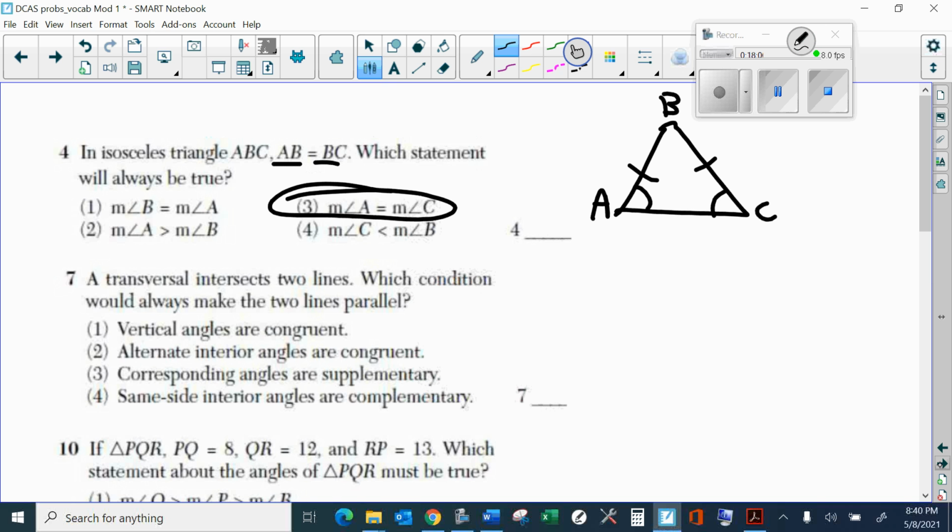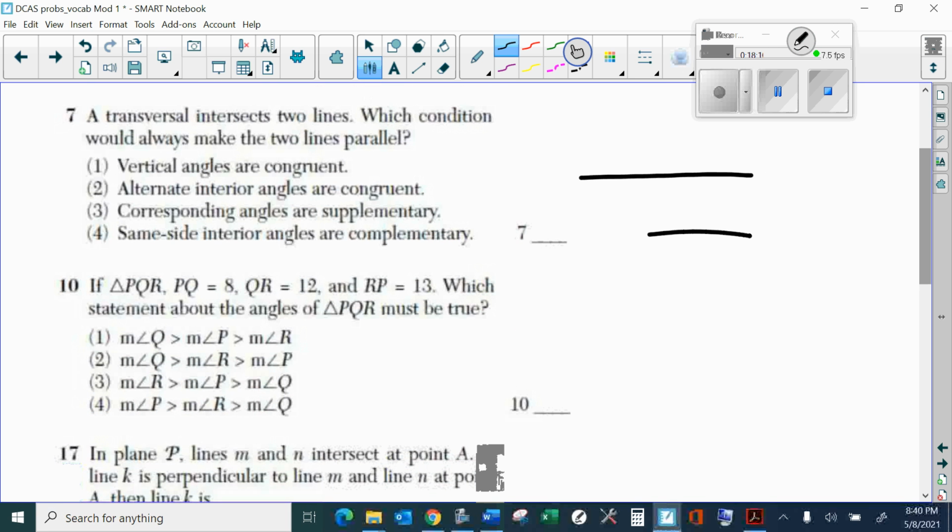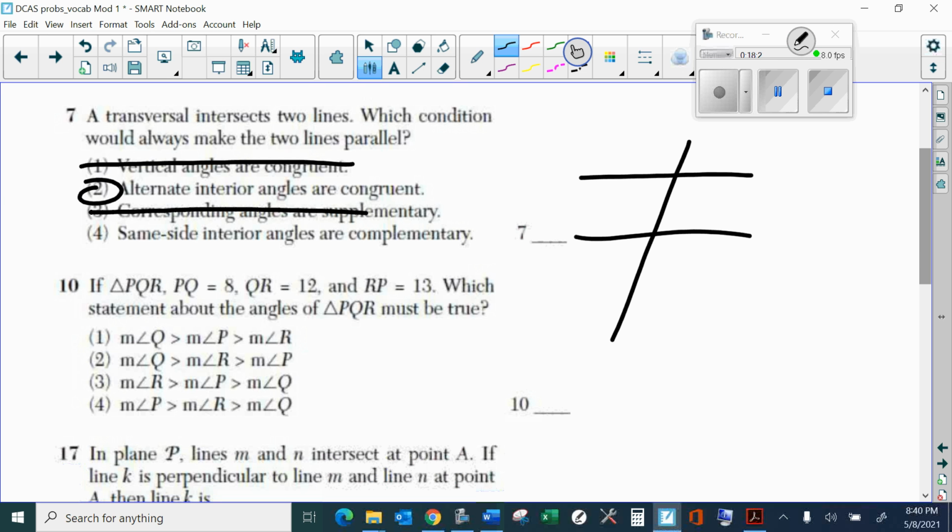A transversal intersects two lines. Which condition would always make the two lines parallel? Nope. Yes, corresponding angles are congruent. Same side interior angles are complementary? No, they're supplementary. Okay, so it's that one.